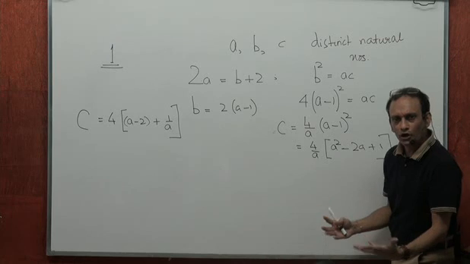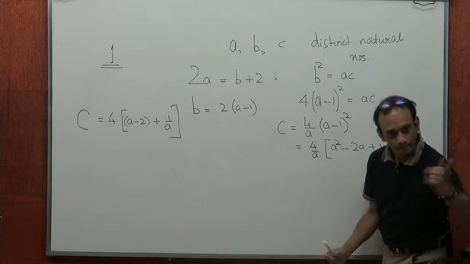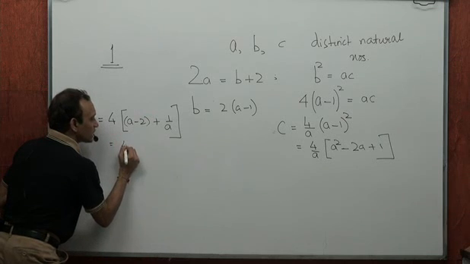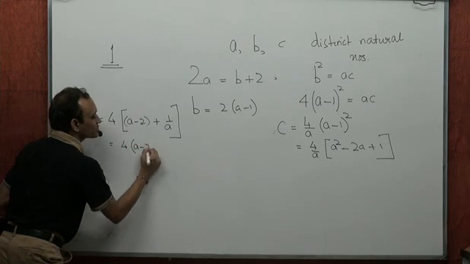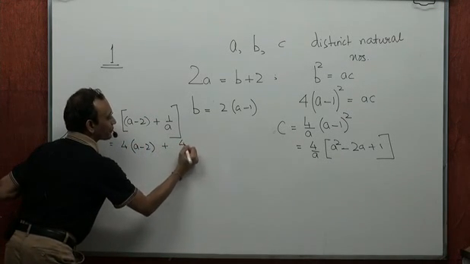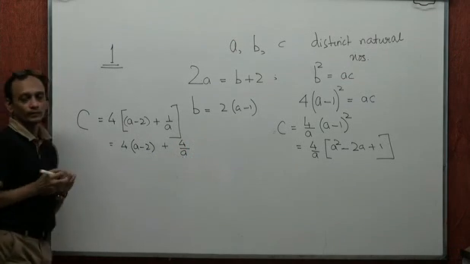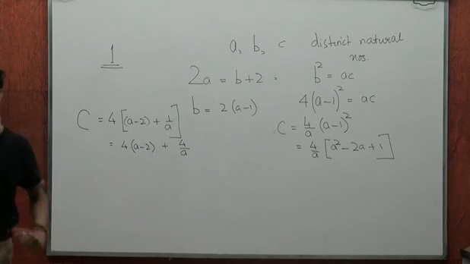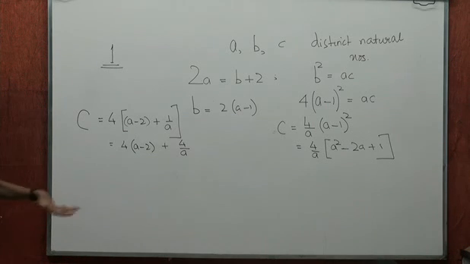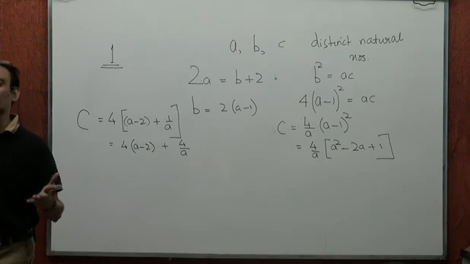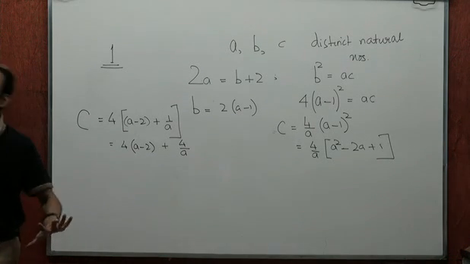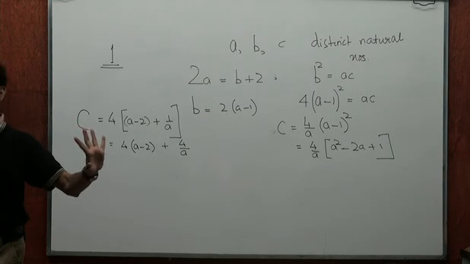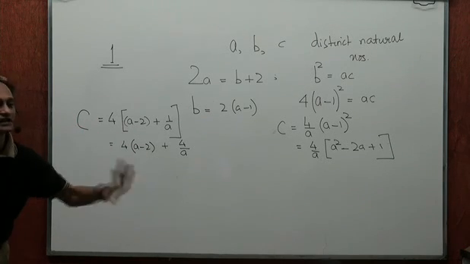Very mundane, ordinary manipulation. Now, this I could write as 4 into a minus 2 plus 4 by a. Yes or no? Now, no further manipulation is possible. We have exhausted all manipulation that was available. We can't manipulate it any further.